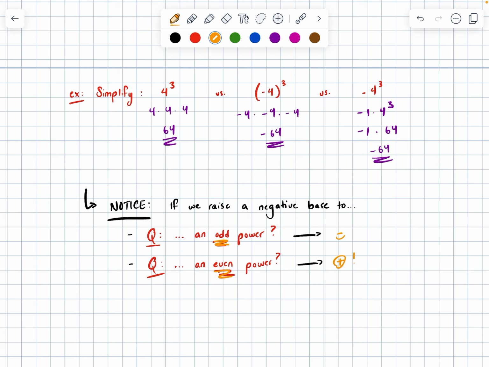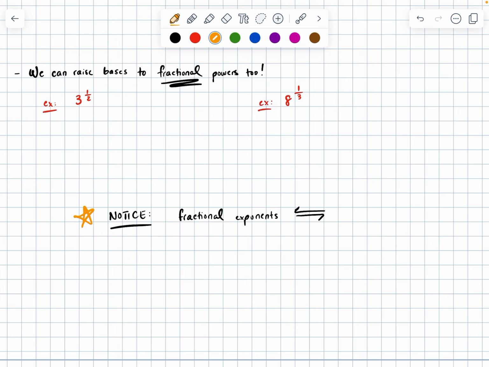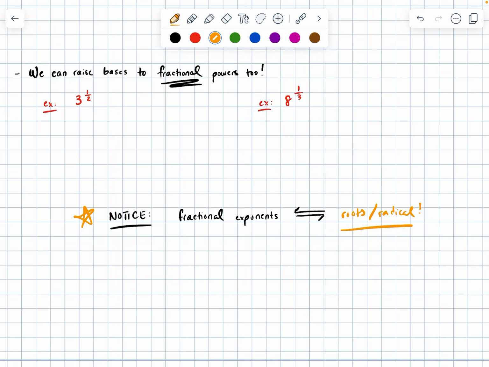And in no world would I expect you to know or even to be able to guess what's going to happen here. So, in a rare turn of events, I'm going to tell you. We do not have the language yet to explain why. But if you're asking why, don't fret. We will have that language very, very soon. It turns out that fractional exponents, weirdly enough, they are a fancy way for us to write the other type of operation that we're interested in working with today. Every fractional exponent corresponds to a root or a radical.